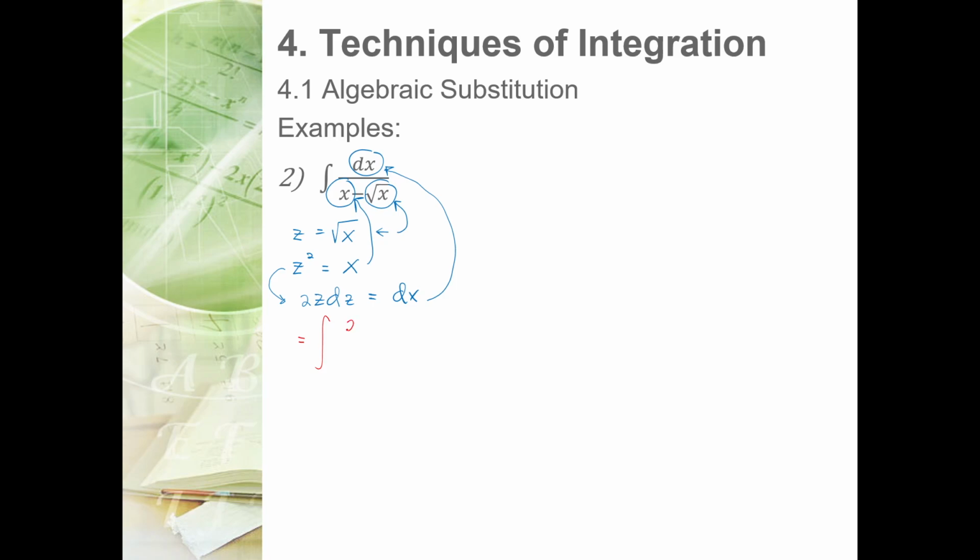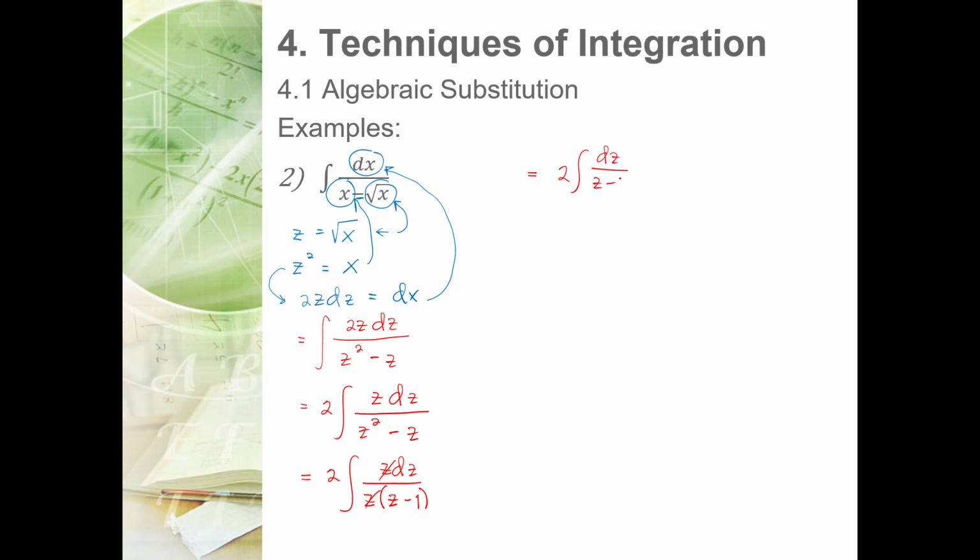So in the new format, you have 2z dz all over z squared minus the z parameter. So factoring out the constant term, 2 integral of z dz all over z squared minus z. So notice that we can still factor out one z in the denominator. So z dz all over z times z minus 1. So you can eliminate one z. So we now have 2 dz all over z minus 1.